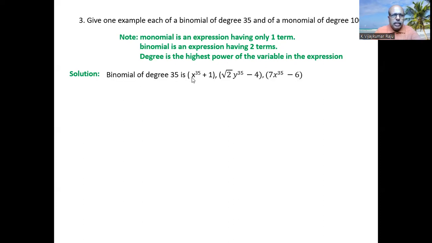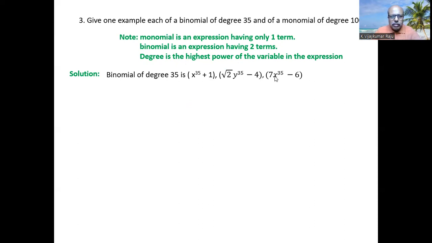Now, binomial of degree 35. A binomial should have two terms. So this is one term, this is one term. And degree means the power of the variable. The power of the variable is 35. So this is a binomial of degree 35. Here, the variable I'm using is only y. Root 2 y raised to 35 minus 4. It has only two terms, and the power of the variable is 35. Therefore, it's a binomial of degree 35.